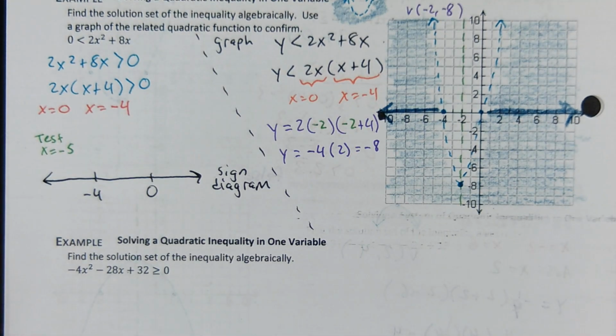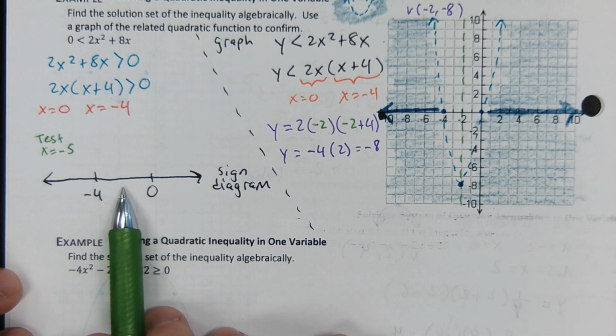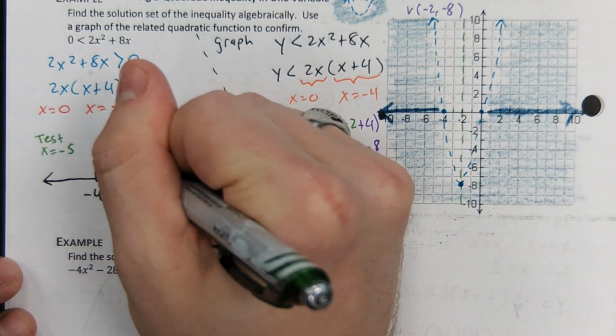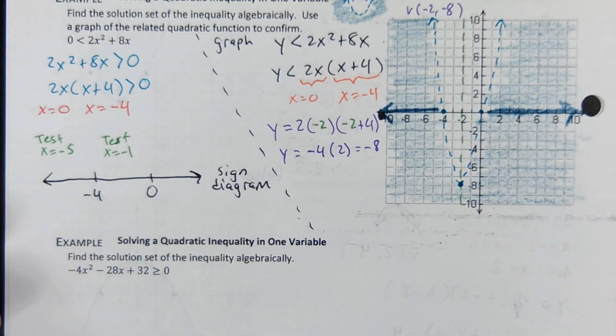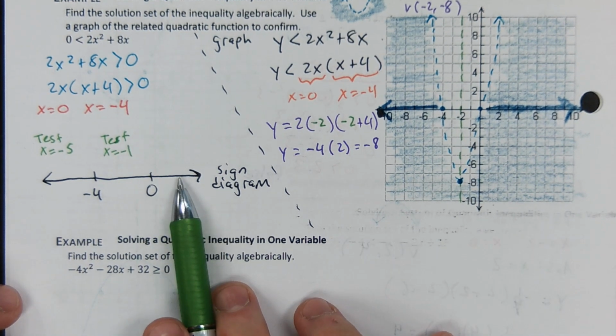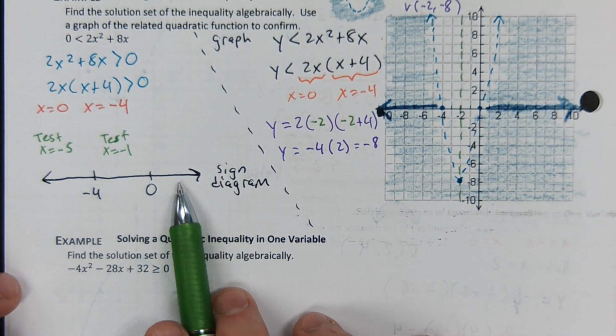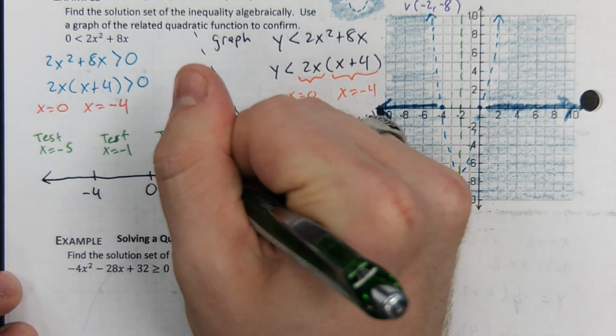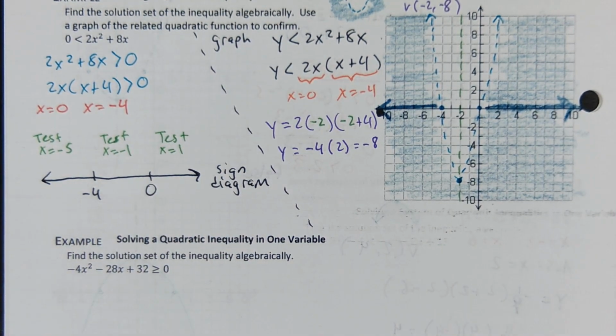So I'll test x equals -5. Then we're going to test the number between 0 and -4. It doesn't matter which one you pick, just pick one. How about -1? And then lastly, right here, any number to the right of 0. It doesn't matter what you pick, just pick one. I'll choose +1.